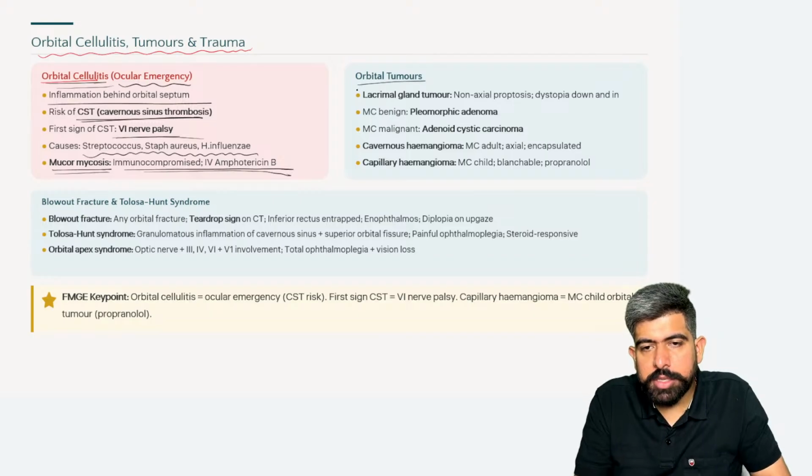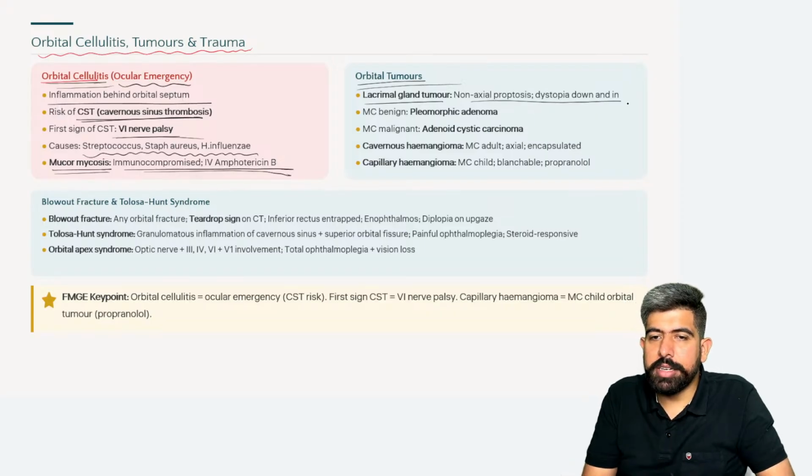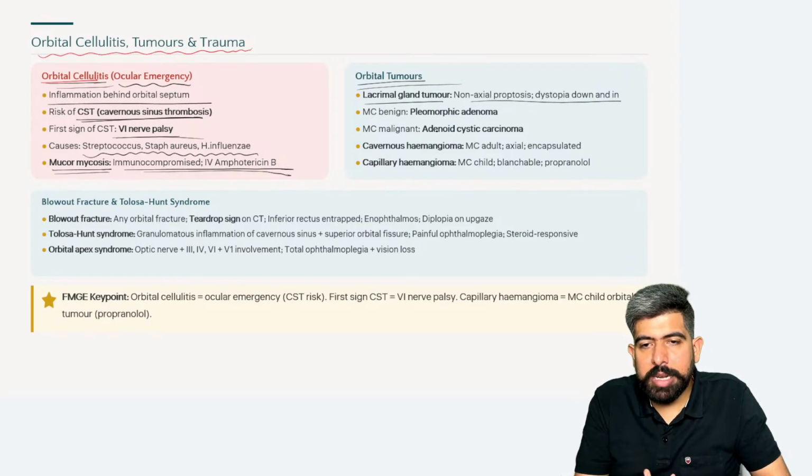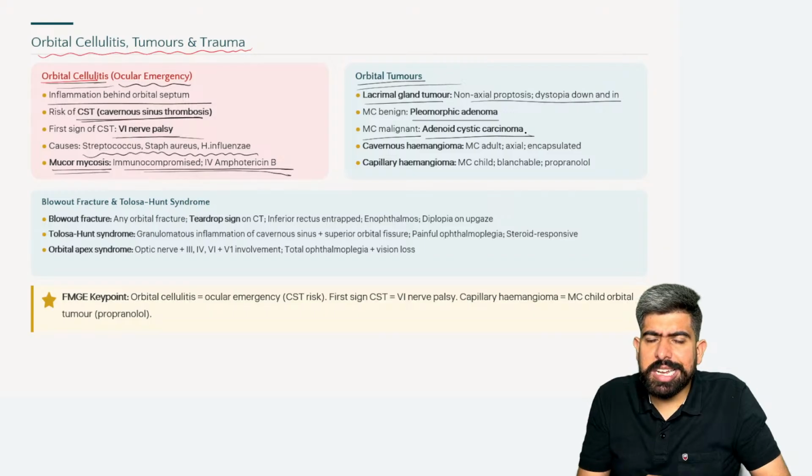The orbital tumors we have to talk about: lacrimal gland tumor, which causes non-axial proptosis and dystopia downward. The most common benign tumor is pleomorphic adenoma, and the most common malignant one is adenoid cystic carcinoma.